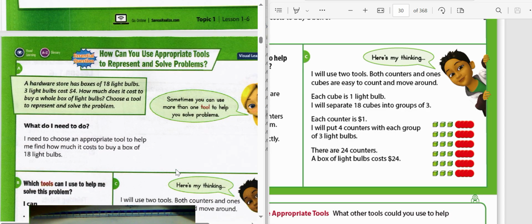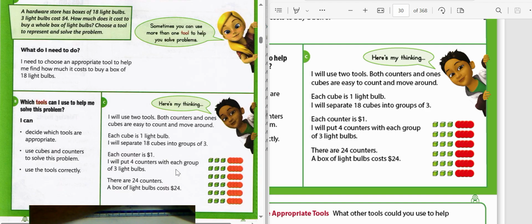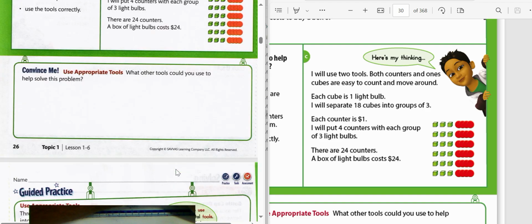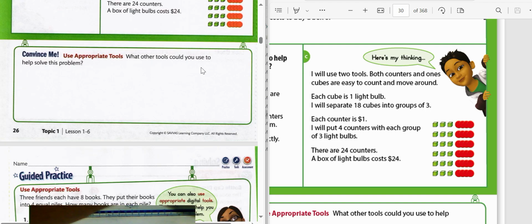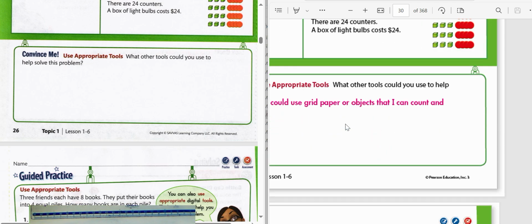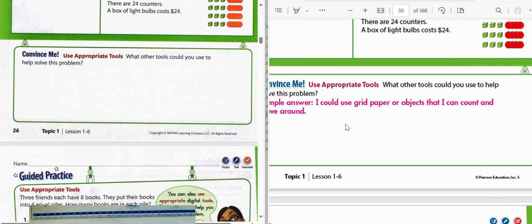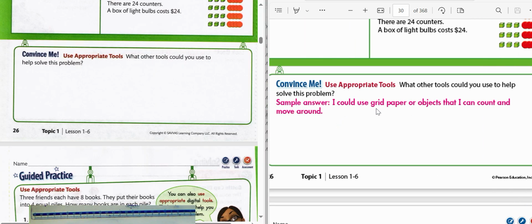Next question. Here. What other tools could you use to help solve this problem? What other thing can we write? Solution here. Simple answer: I could use grid paper or objects that I can count and move around.